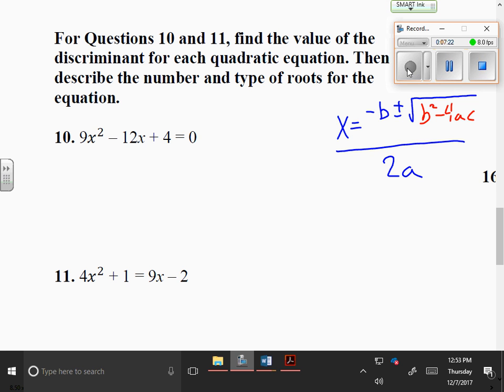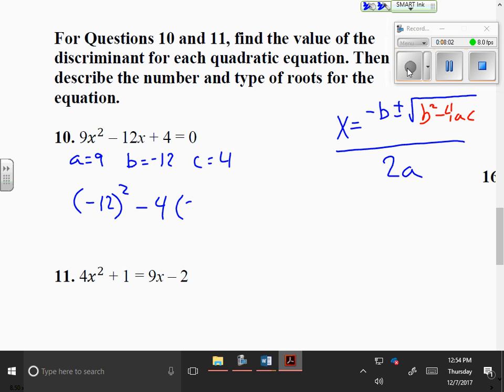It asks just for the discriminant. So all you want to find is the value that would be underneath the radical. All they ask for is the b squared minus 4ac value. Because whatever's under that radical will tell us what kind of roots it's going to have, if any. So we say, okay, a is 9, b is negative 12, c is 4, and we start plugging it into the b squared minus 4ac formula. Negative 12 squared minus 4 times 9 times 4.